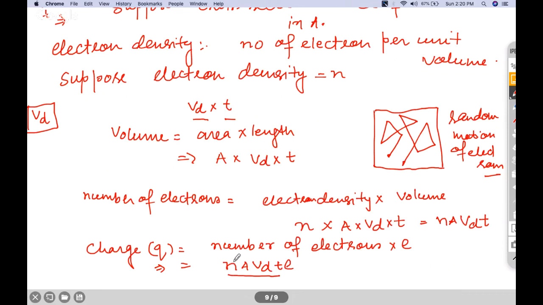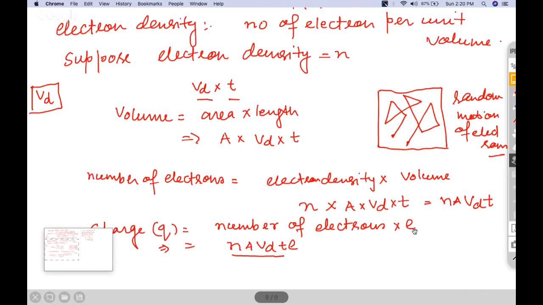I have told you charge is quantized, and that Q is equal to Ne, where N is the number of electrons multiplied by the charge on one electron. Here I am saying that charge is n A Vd t into e. Don't get confused with this n. Here n is not the number of electrons. Here n is electrons per unit volume. So this is the difference you always have to keep in mind.